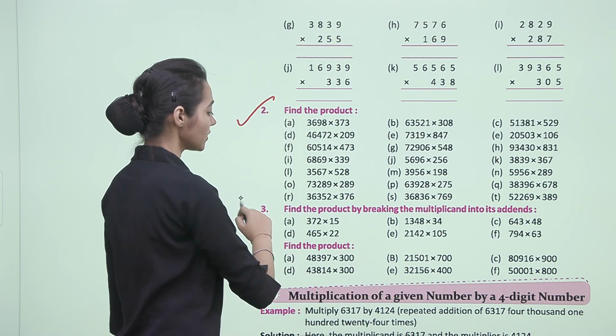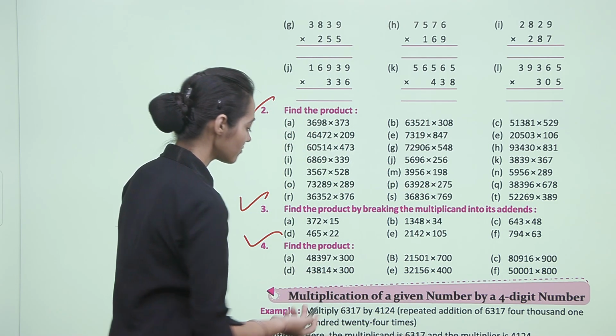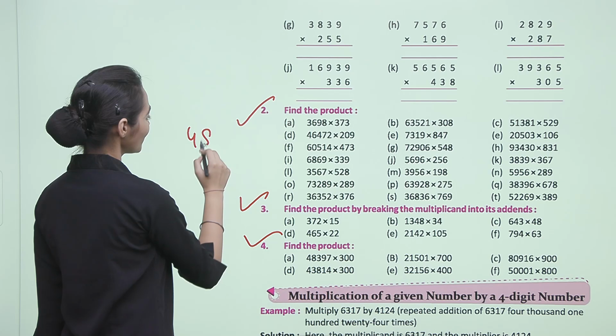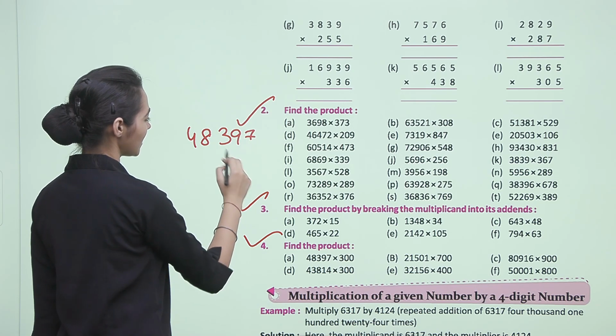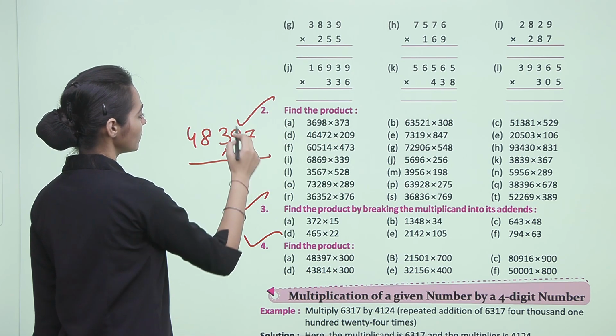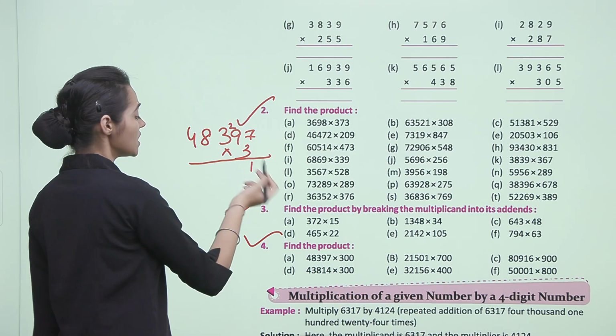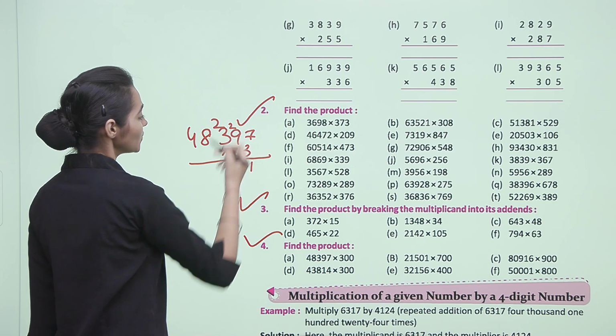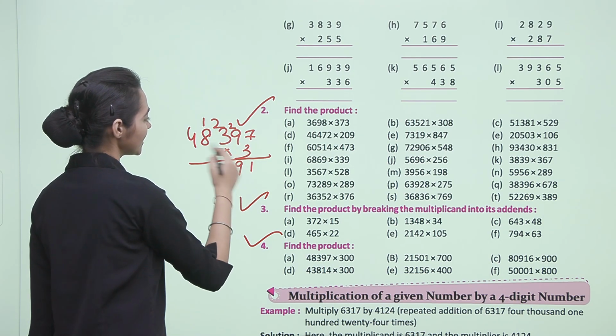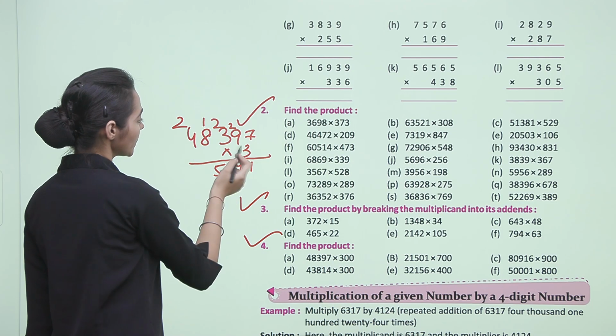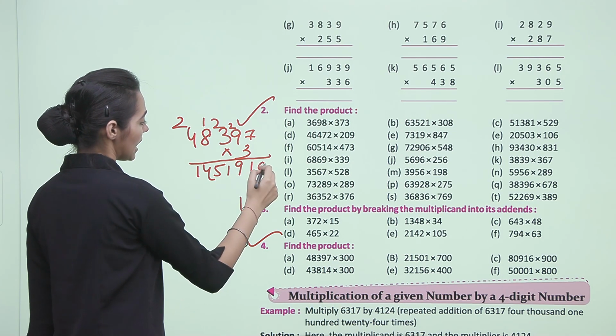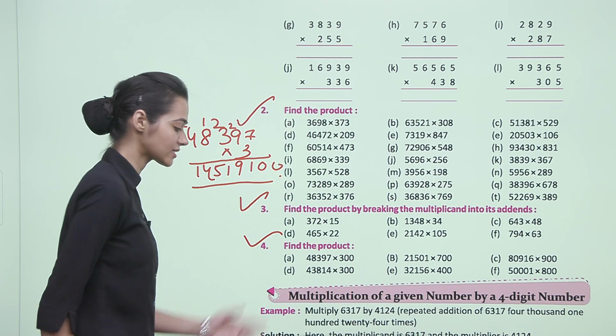Again we have to find the product, and in this one, when we find the product, it will become 48397 multiplied by 3. 7 3s are 21, 2 carry. 9 3s are 27 plus 2, 29, 2 carry. 3 3s are 9, 10, 11, 1 carry. 8 3s are 24, 25, 2 carry. 4 3s are 12, 13, 14, and 00. This is our required product.